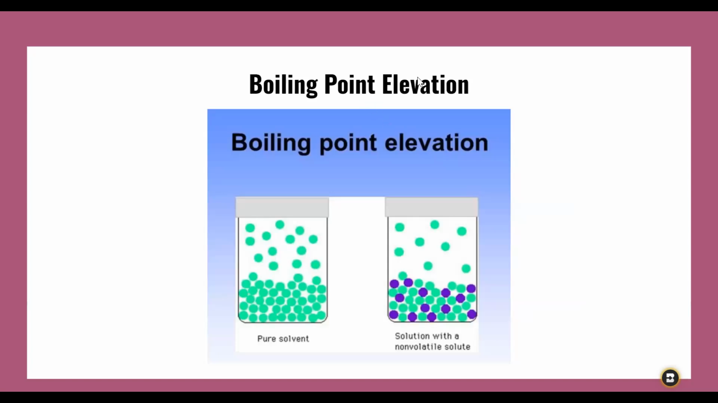Then boiling point elevation. Okay, now there's pure solvent. Here there's salt added. Now, remember, boiling point takes place when the atmospheric pressure and the vapor pressure are equal. Now, here, there's less water vapor, less pressure. So you need to apply a lot more heat. It will take longer for vapor pressure to equal the atmospheric pressure. So in the process, it will cause boiling point elevation. So the boiling point will be higher when the salt is added.